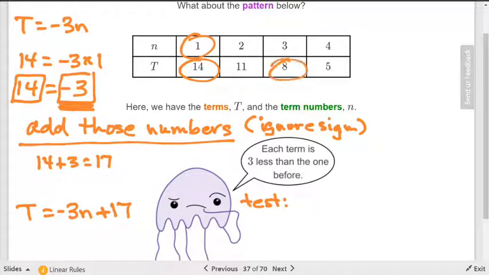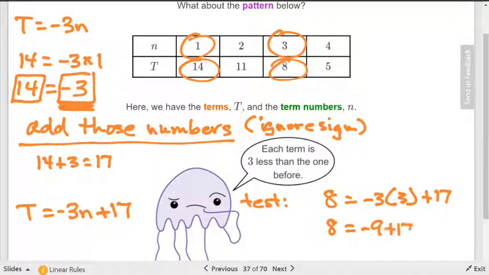So let's test the 8. 8 should equal negative 3 times 3 plus 17. 8 equals, but because it's the third one, right? The n. So negative 9 plus 17. So 8 equals 8. Does that check? Yes. So you're going to have to work on your integers here a little bit.